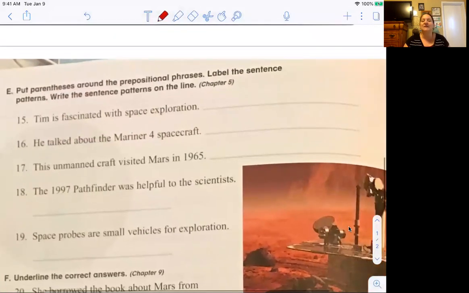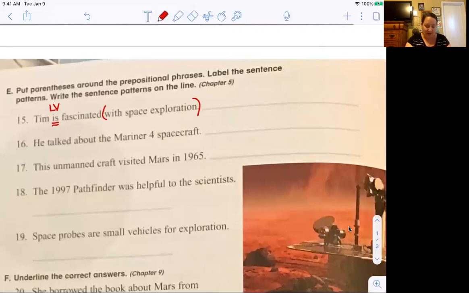So it says, put parentheses around prepositional phrases. We are masters of this. Label the sentence patterns and write the sentence patterns on the line. Okay. Tim is fascinated with space exploration. Prepositional phrase? With space exploration. So we have Tim is fascinated. What is your predicate? Is. Now, what type of predicate is this? It's a linking verb. So if we have a linking verb, we know that a predicate adjective or a predicate noun is coming.